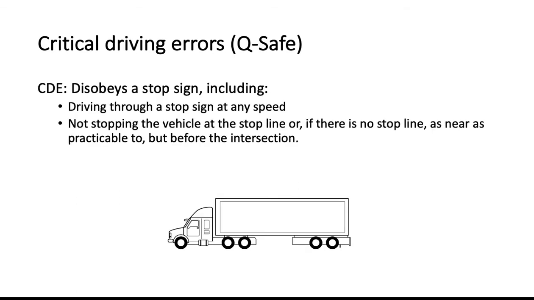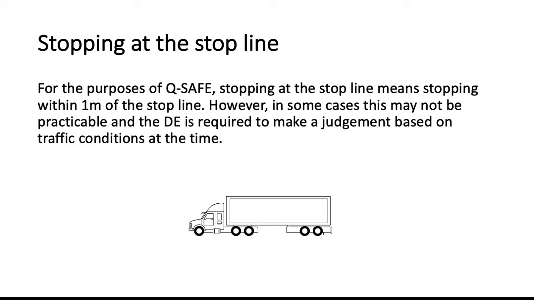Okay, critical driving error: disobeys a stop line, including driving through a stop sign at any speed, even if it's slow. You must completely stop the vehicle and then look, and then when clear, move off. Not stopping the vehicle at a stop line, or if there is no stop line, as near as practicable to, but before the intersection.